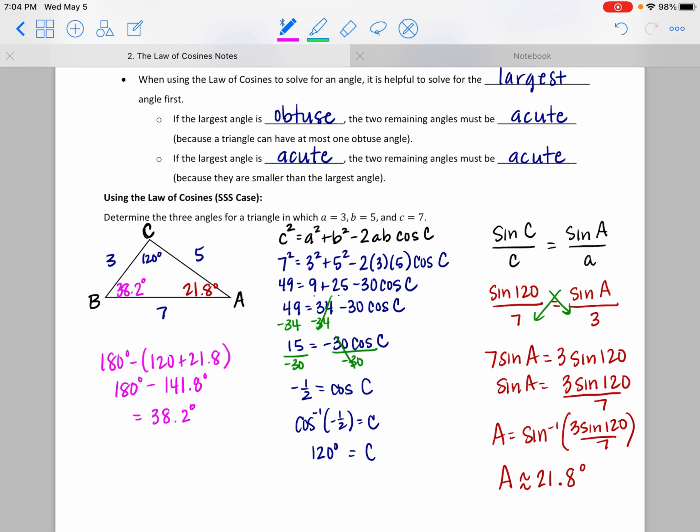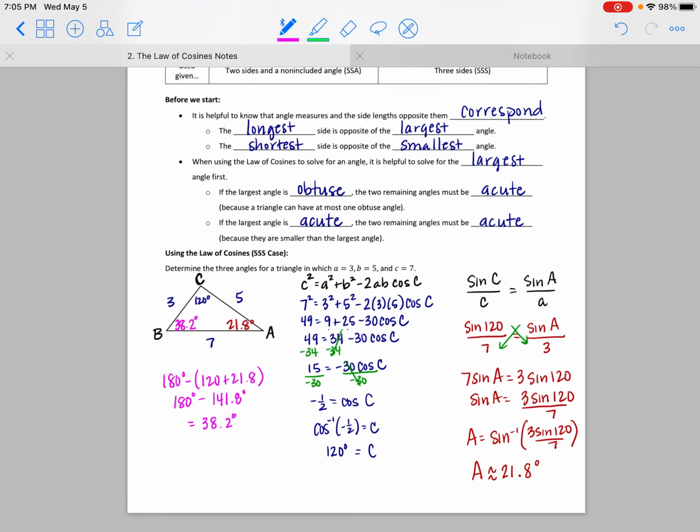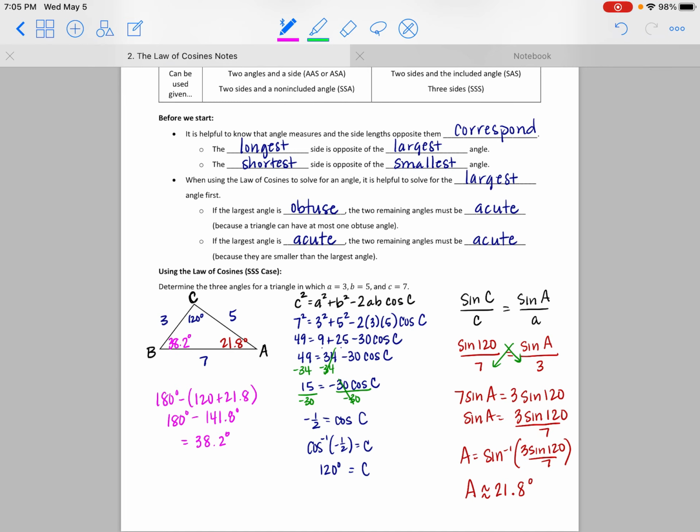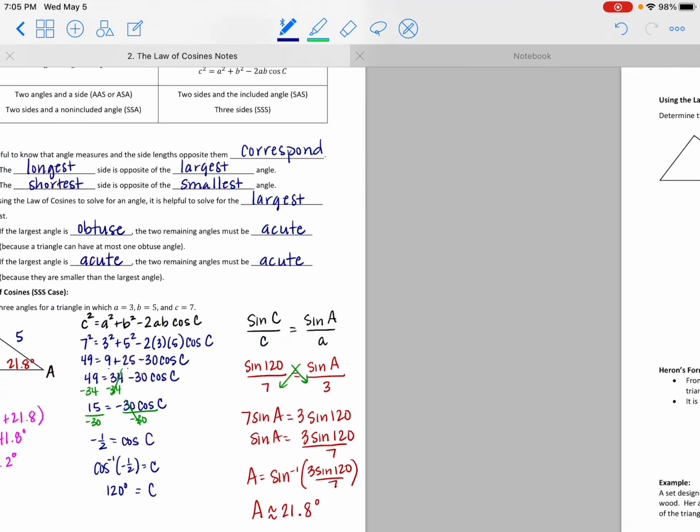Okay, we used actually law of cosines to get started, law of sines to continue, and then subtracting from 180 to finish. But we were able to find all three angles in our triangle. All right, so that was the side, side, side case. Let us try the side angle side case.